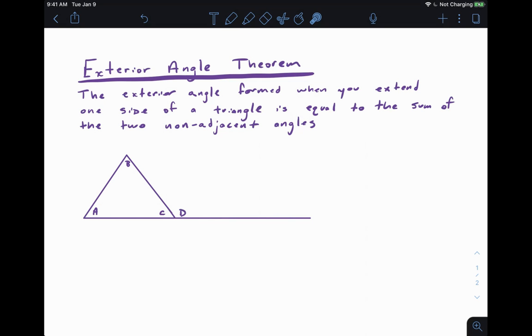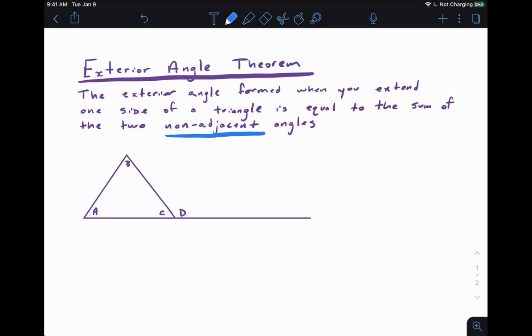Any shape can have an exterior angle, like a hexagon. But in this case, a triangle, notice one side, it's like I took my ruler and just kept going. Now that outside angle that's formed, see this? That outside angle that's formed is known as an exterior angle. It's outside the shape. The exterior angle formed when you extend one side of a triangle is equal to the sum of the two non-adjacent angles.